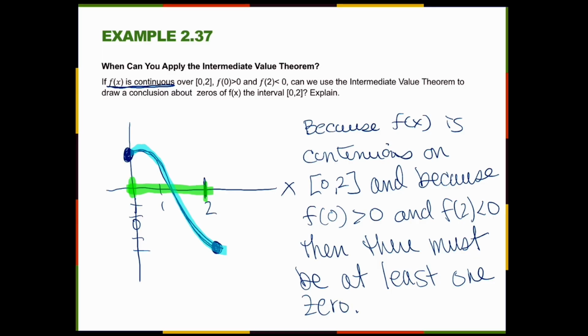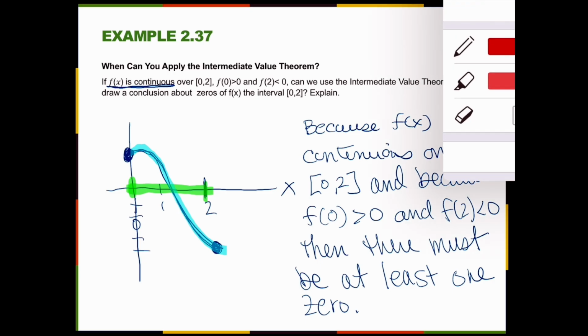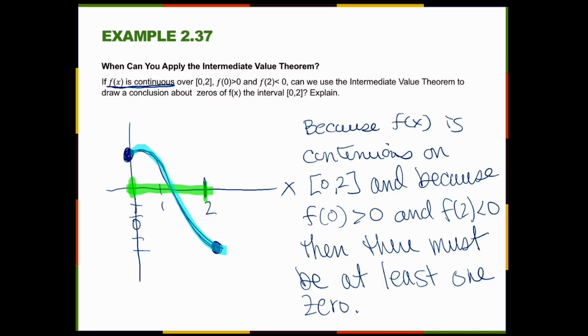Now, it could cross twice. We could have something, if I pick a different color, let's pick red. Maybe the graph looks like this. We just know the starting point is positive and the ending point is negative. So it has to cross at least once. It could cross more than once.